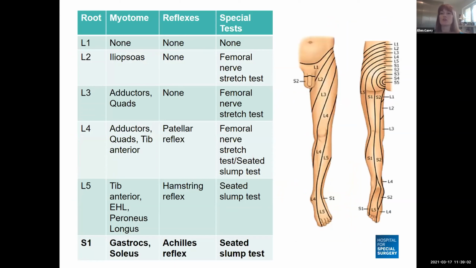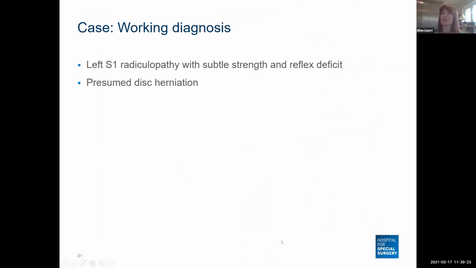So if we think back to our chart here, you can see the bolded at the bottom, we've got some weakness. So our myotomal strength reduction seems to be with the standing heel raise or gastroc soleus. His reflex on the left was reduced compared to the right, and his seated slump test was positive. So at this point, our working diagnosis, as it makes sense, would be a left S1 radiculopathy with a subtle strength and reflex deficit, meaning, his reflex wasn't absent. He's not having marked strength deficit, but still he should be able to do 10 heel raises easily like he is on the other side.